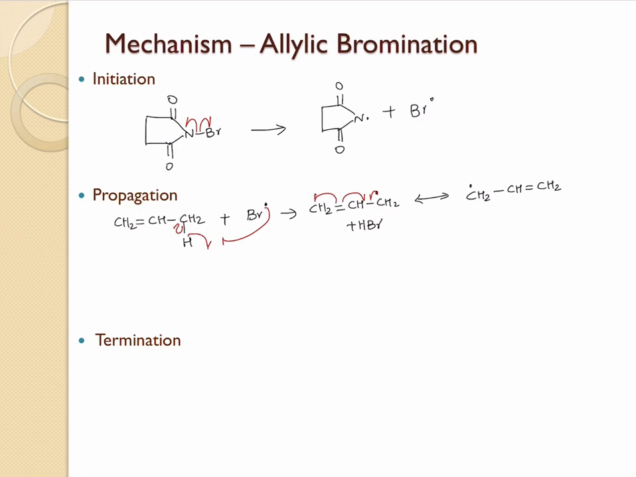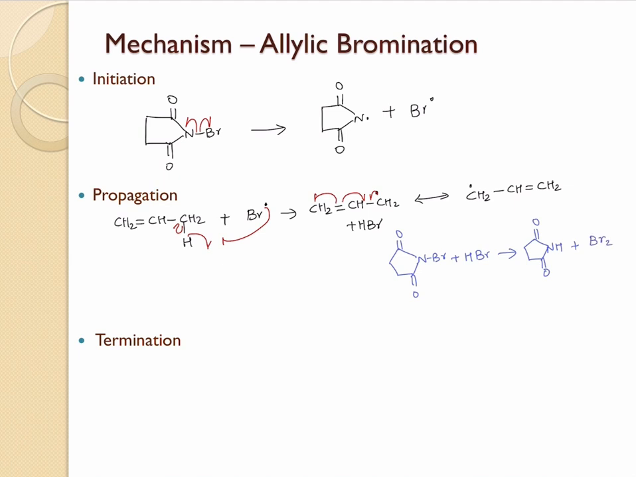How did we even get the bromine molecule? The bromine molecule is formed by the ionic reaction between N-bromosuccinimide and HBr. Okay, so let's write down the equation for that. N-bromosuccinimide undergoes an ionic reaction with HBr, which is going to give us succinimide and a bromine molecule.